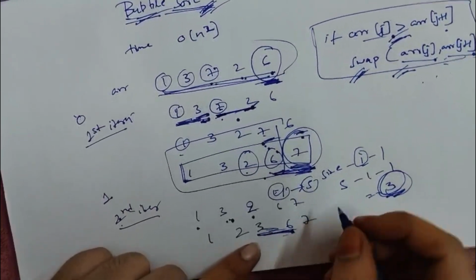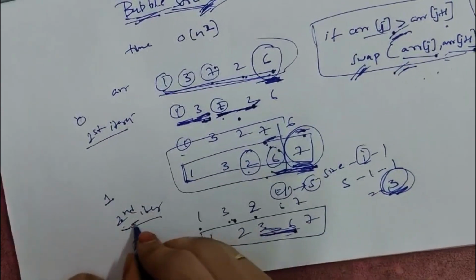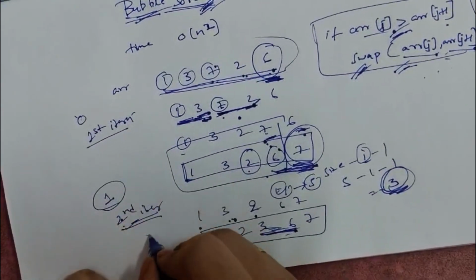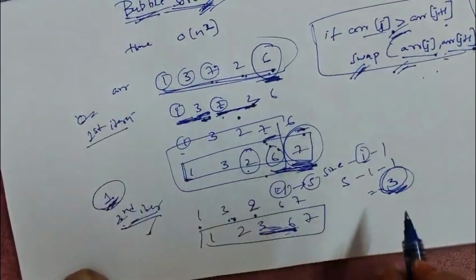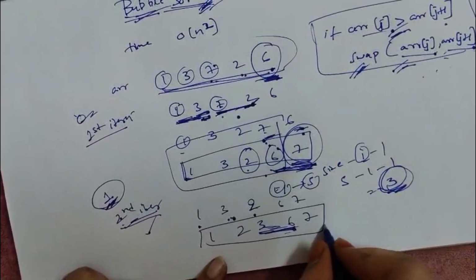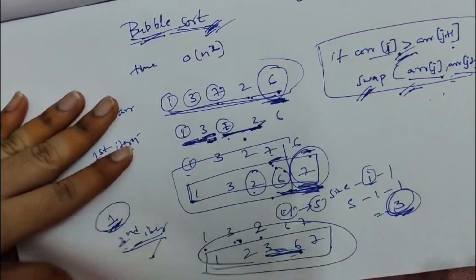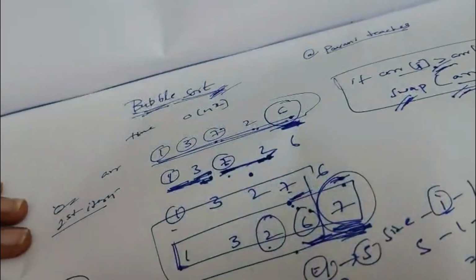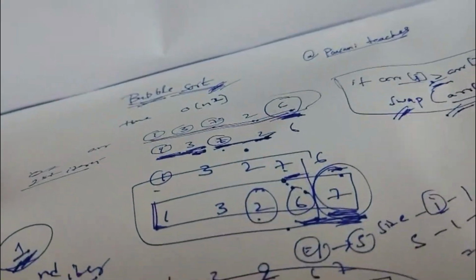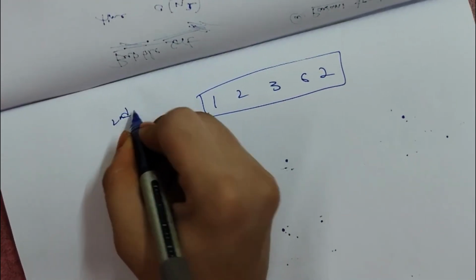Okay, so we keep the same, and this is the output of the second iteration, which is the first phase. Okay, this is the 0th phase done. Now we'll further continue with these values, that is 1, 2, 3, 6, 7. This is the output of the second phase. Now we'll continue.